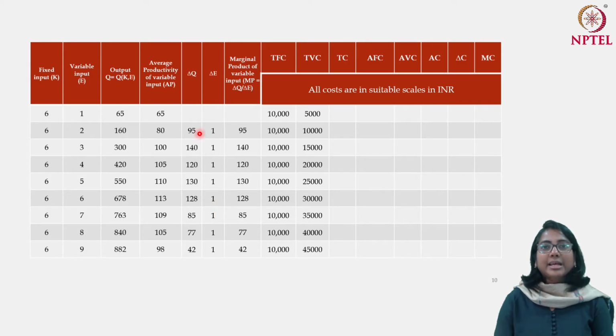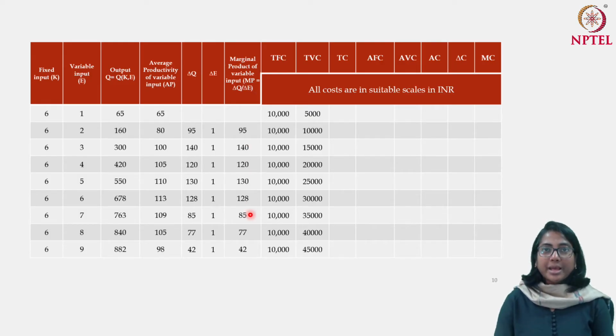What is the delta Q? Delta Q is the change in output due to 1 unit addition of variable input. So this 95 comes as a result of 160 minus 65. If you look at this 128 here, this is a result of 678 minus 550. If you look at 42 here, this is nothing but 882 minus 840. If you want to calculate the marginal productivity, this is basically delta Q by delta E, and this is actually a special case because delta E is equal to 1 everywhere. Here you can see that delta Q and the marginal productivity of labor are different.